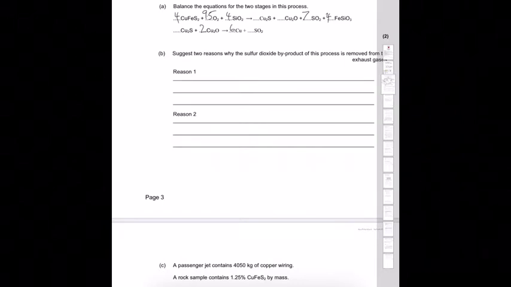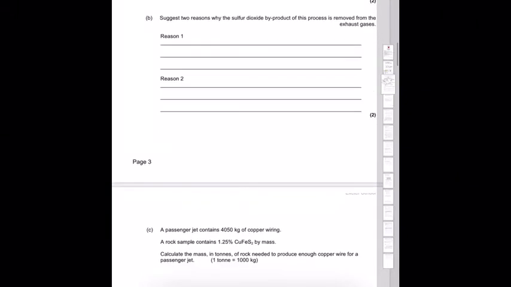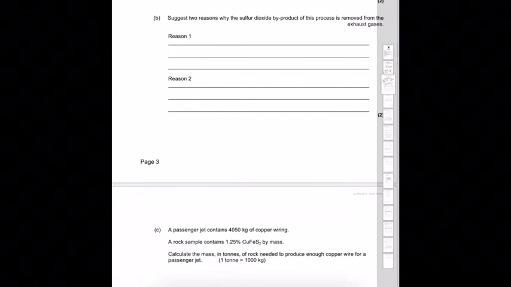Suggest reasons why sulfur dioxide, the byproduct of this process, is removed from the exhaust gas. Well, it's primarily because it causes acid rain.